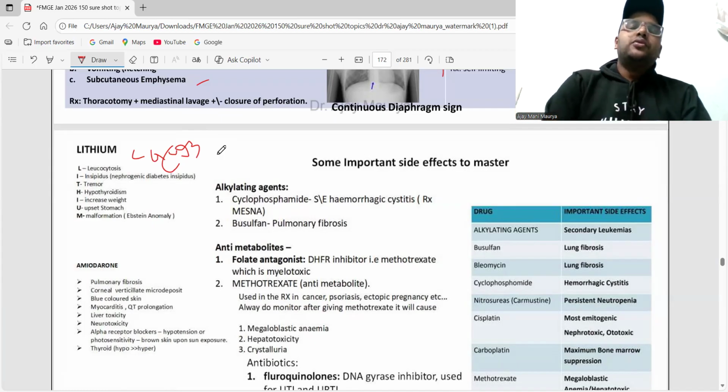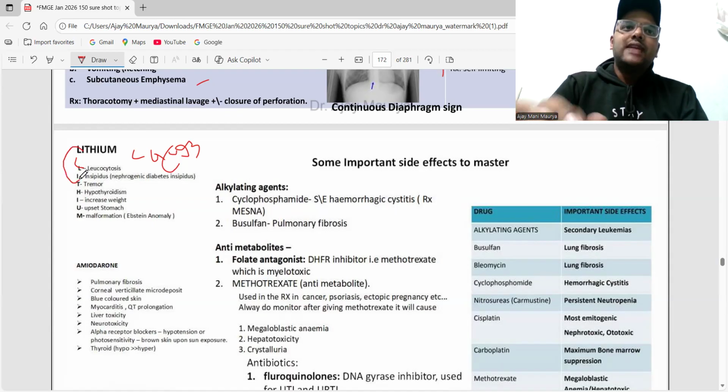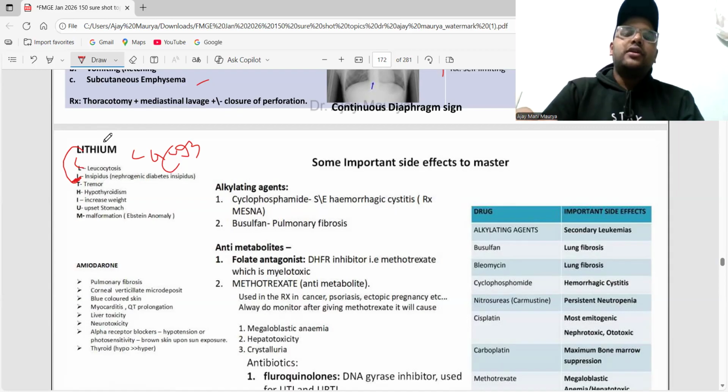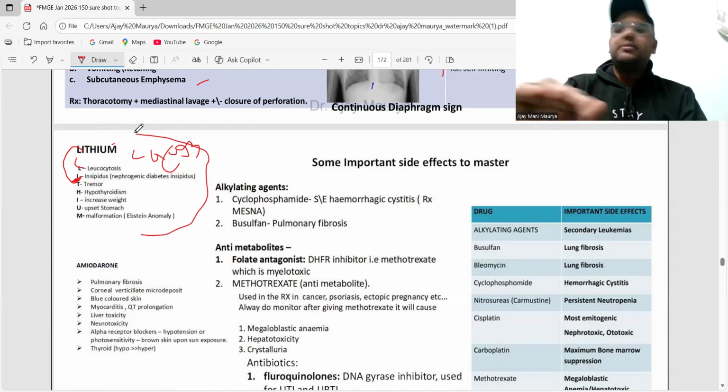So the patients who are taking lithium, guys, may have these lithium side effects. L for leukocytosis, I for insipidus, that is diabetes insipidus, which is the most common type of manifestation. T for tremors, fine tremors. H for hypothyroidism, I for increased weight, U for stomach upset, and M for malformation, that is Ebstein anomaly.